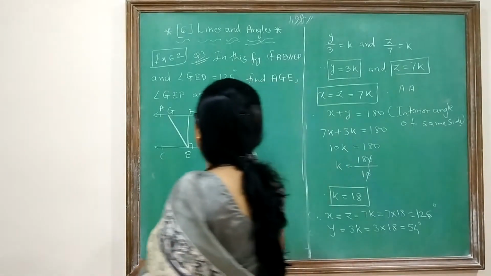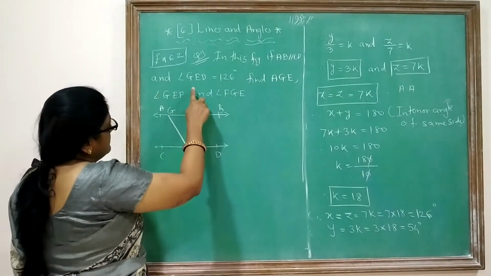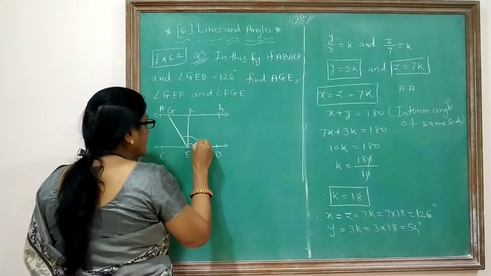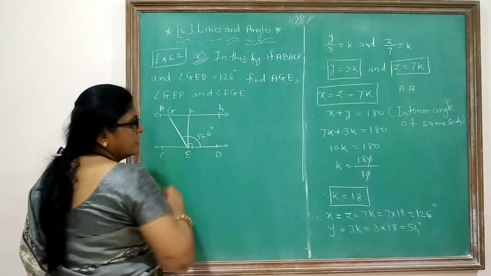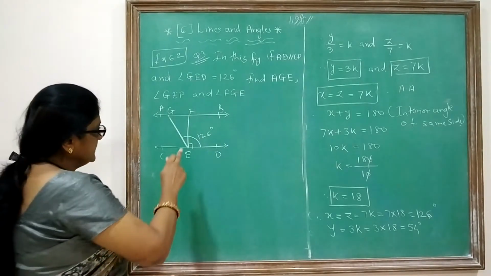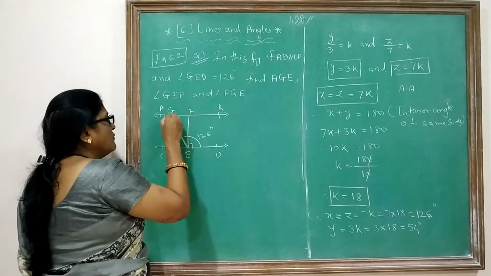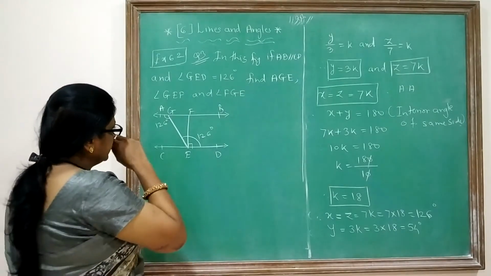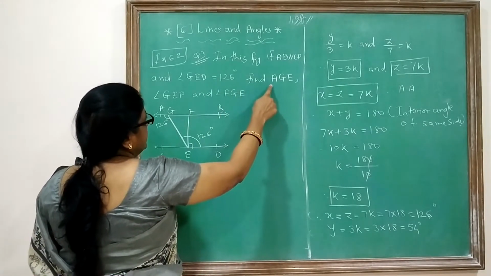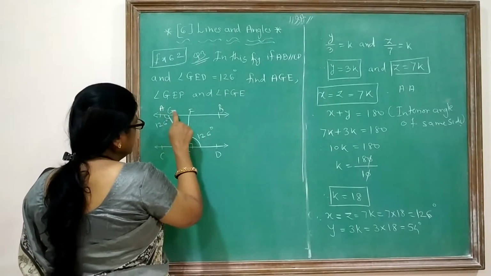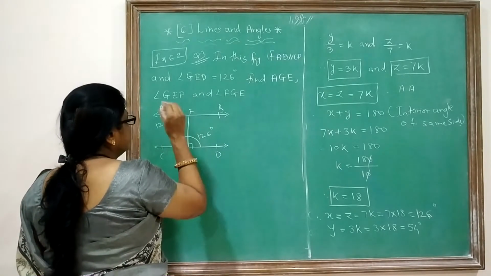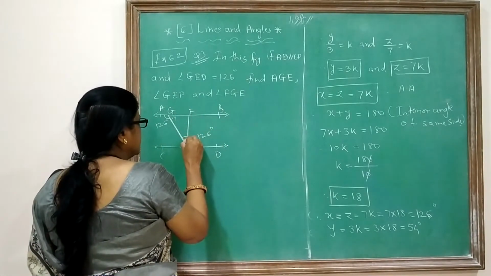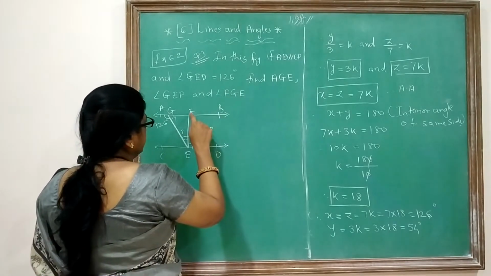Then, first we will see what are your given conditions. First, angle GED. This whole is 126 given angle. Then this is also 126 degree, because they are the alternate angles. Then your question is what? AGE means we will find this angle, and then GEF means this angle, and FGE means this angle.